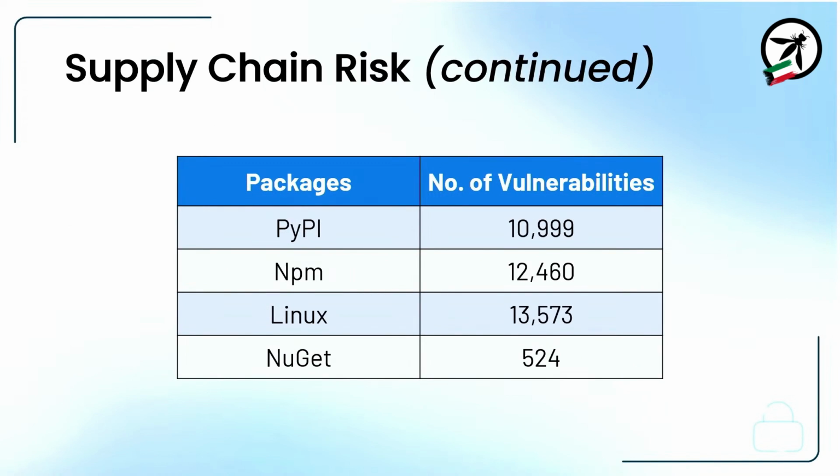As shown in the slides, these are the published and disclosed vulnerabilities for some packages. For example, PyPI has almost 10,000 plus vulnerabilities. NPM, 12,000 disclosed vulnerabilities. Linux packages, 13,000 plus. NuGet, 500 plus. So it's better to monitor your packages.